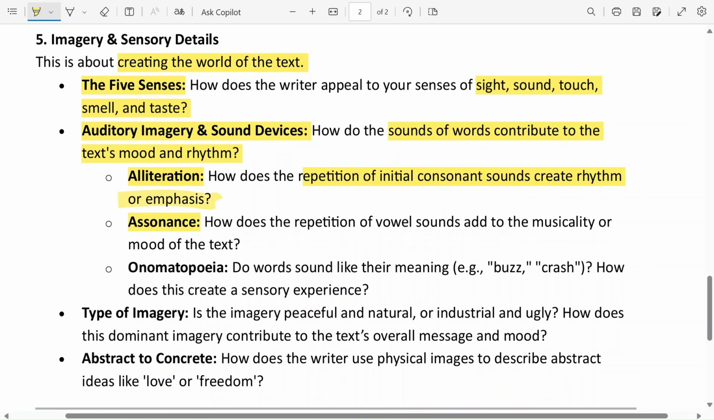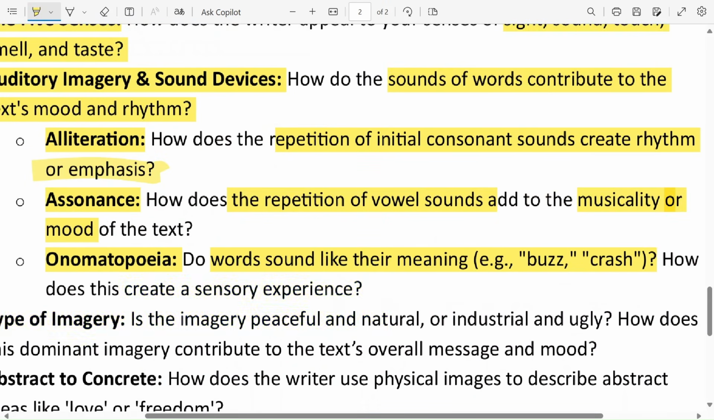Then we can look at assonance, which is the repetition of vowel sounds. How does assonance add to the musicality or a specific mood? And finally, onomatopoeia, words that sound like their meaning, such as buzz or crash. How does this create an immediate sensory experience?